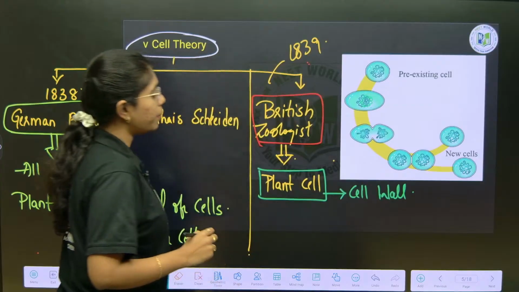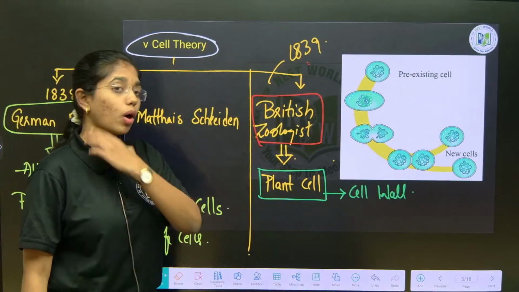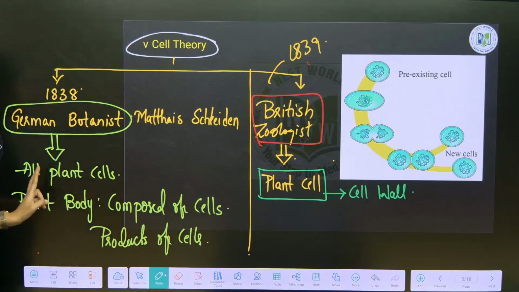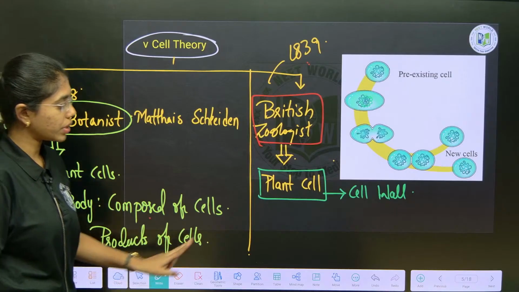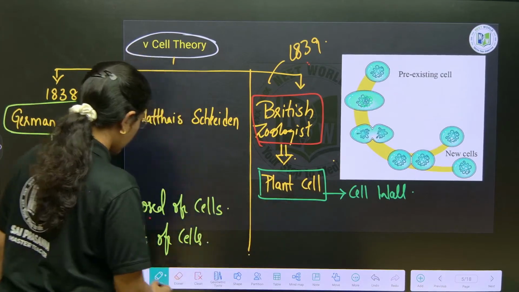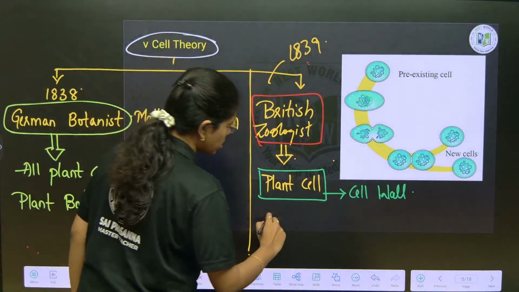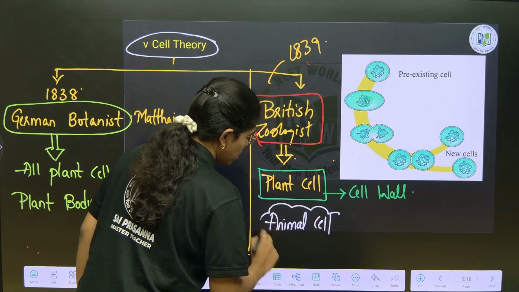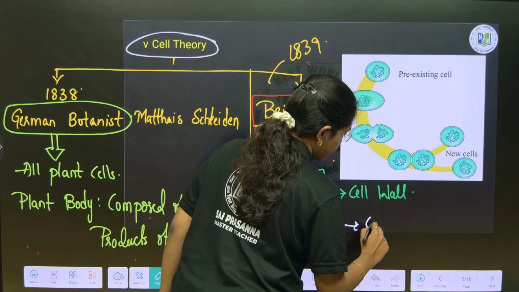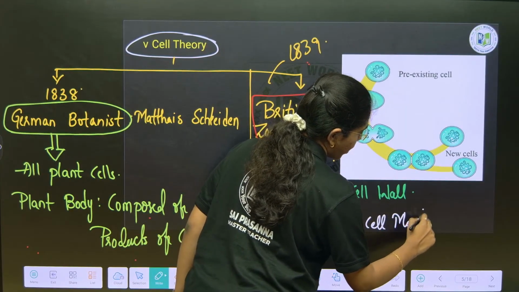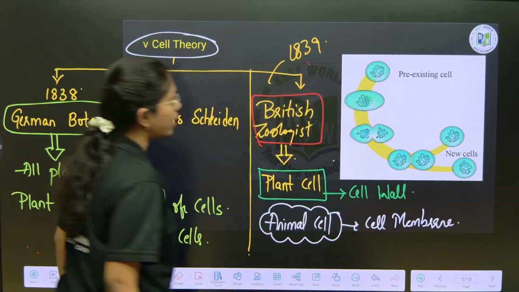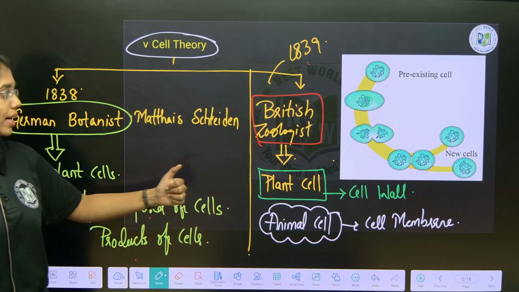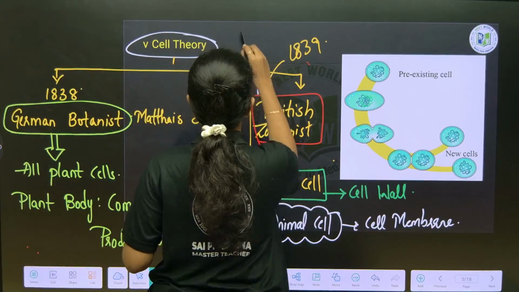The limiting boundary of a plant cell is what? Cell wall. And he also said that all plant body or animal body is composed of cells and products of cells, and the limiting boundary of a plant cell is cell wall. Animal cell limiting boundary is cell membrane. These are the points dealt with by the German botanist, Matthias Schleiden, and the British zoologist, Theodore Schwann.